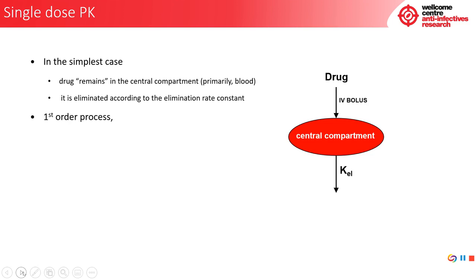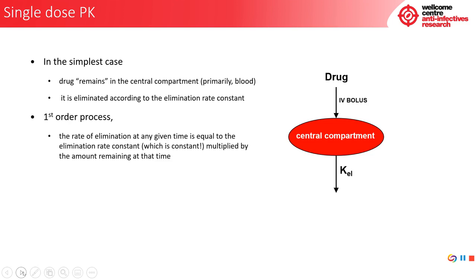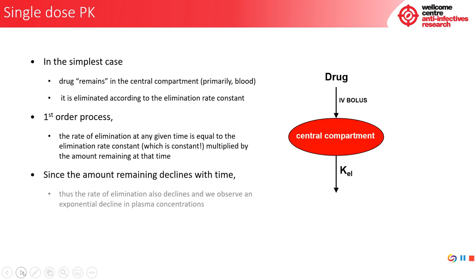It is usually and generally a first order process where the rate of elimination at any given time is equal to the elimination rate constant, which is multiplied by the amount remaining at that time. Since the amount remaining declines with time, the rate of elimination also declines, and we observe an exponential decline in plasma concentration.